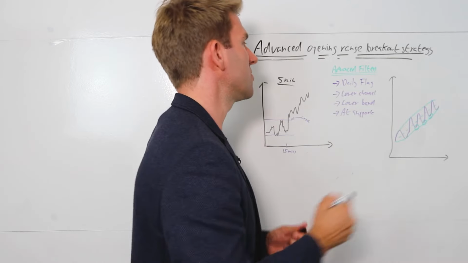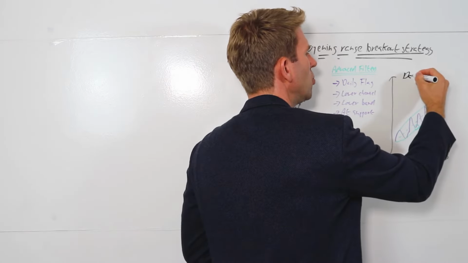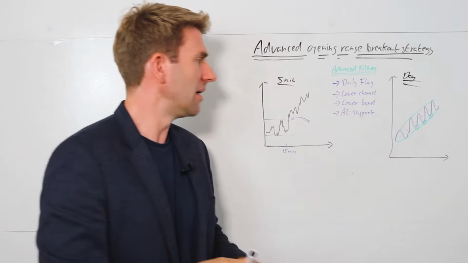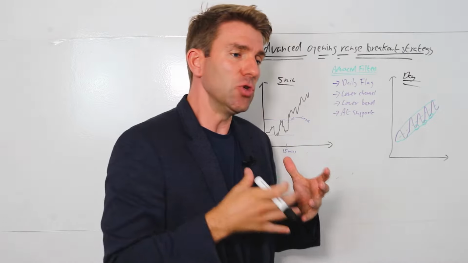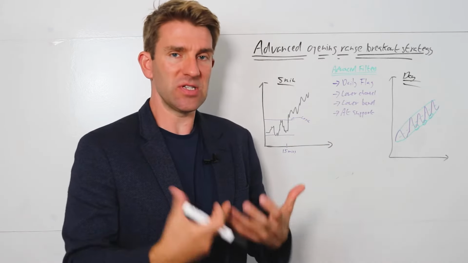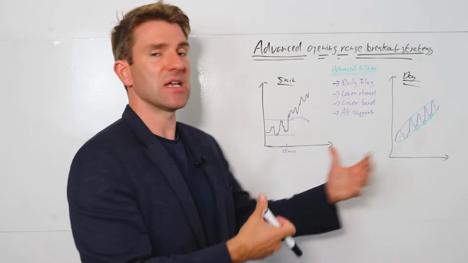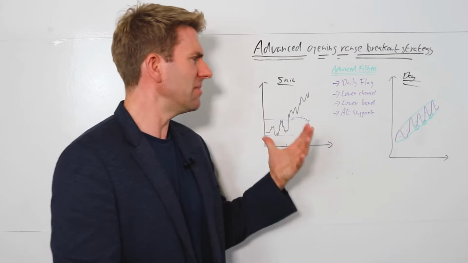So the advanced filter is to say this. You look on your daily chart and you go, right, where are we positioned on the daily? And you reverse engineer what you'd like to see on a daily on an intraday basis and then plug in this strategy with it. Let me explain what I mean by that.